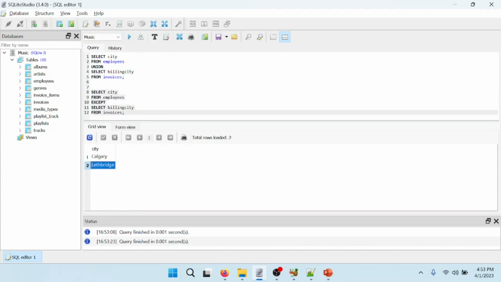The EXCEPT statement is usually used when you want to see the results which are there only in one table but not in the other, and also there is nothing in common.